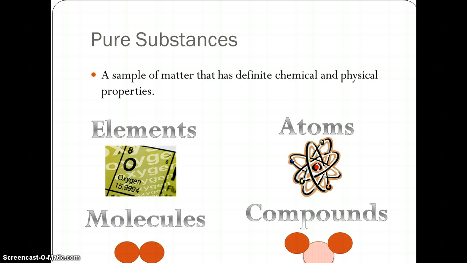To start with, we're going to talk about pure substances. Matter, like we've been talking about in class, has definite or defined chemical and physical properties. It can be divided into different things: elements, atoms, molecules, and compounds. We're going to talk about compounds and elements a lot this year, and those are the ones that we're going to focus on right now.